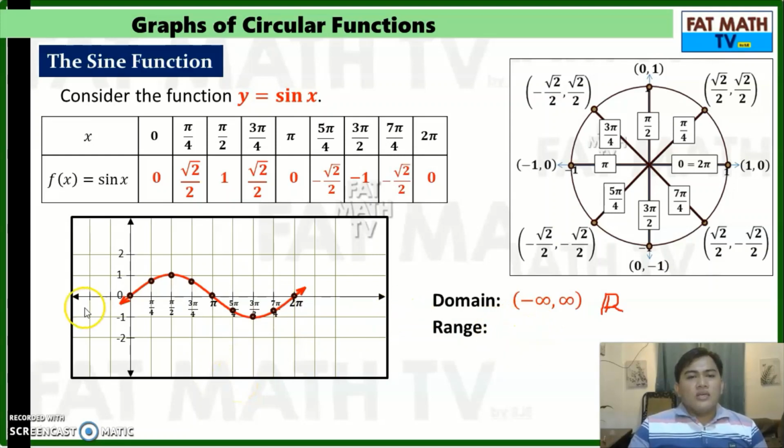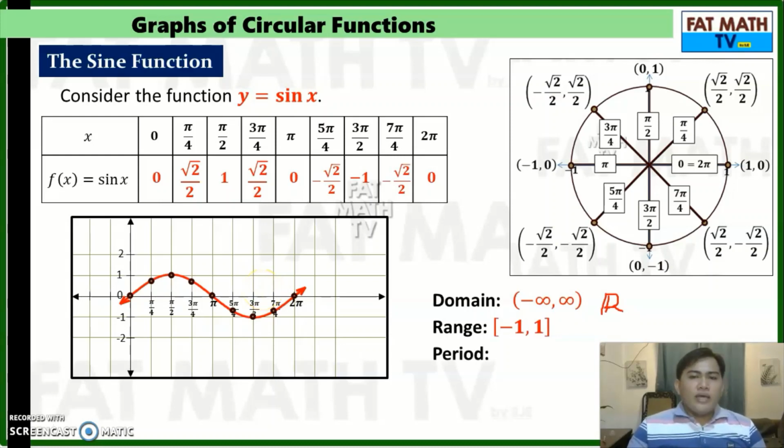How about the range? If you look at the y values here for the range, the maximum value is 1. It will not go higher than 1. And then the lowest value is just negative 1. It cannot go lower than negative 1. So the lowest value for y is negative 1, and the highest value is positive 1. And there are also values in between. So the range of this function is the closed interval from negative 1 to 1. It can be any number from negative 1 to positive 1.